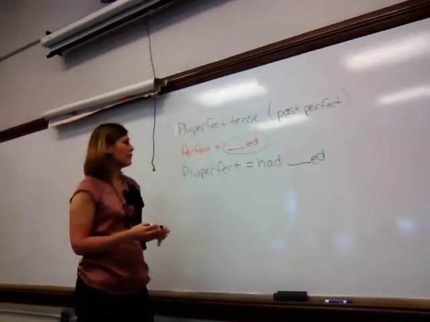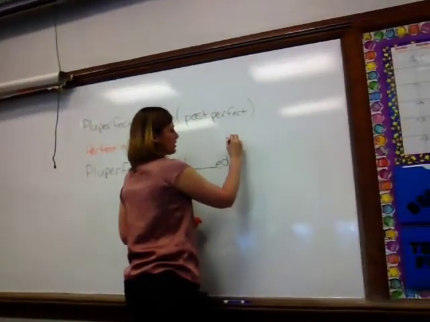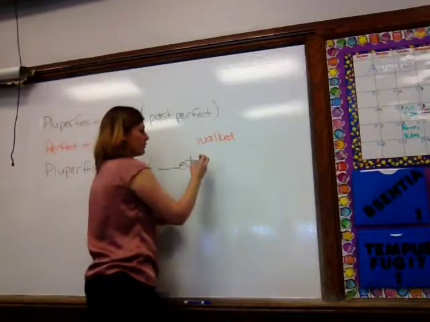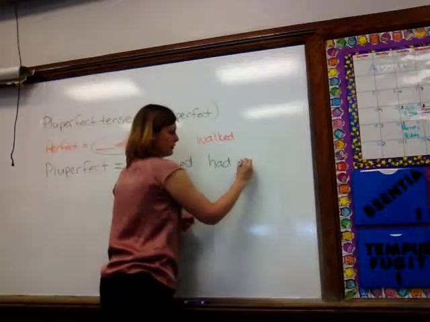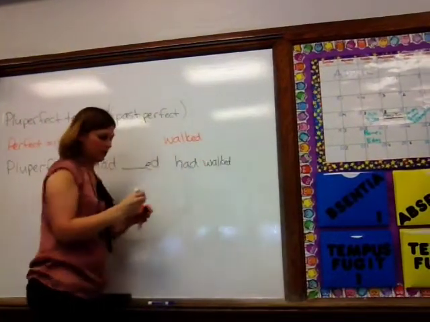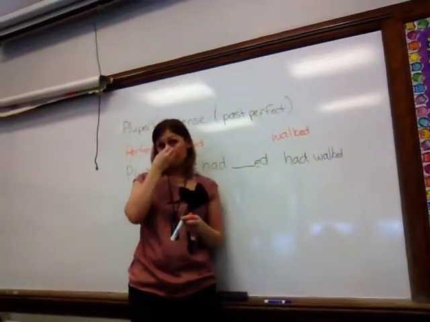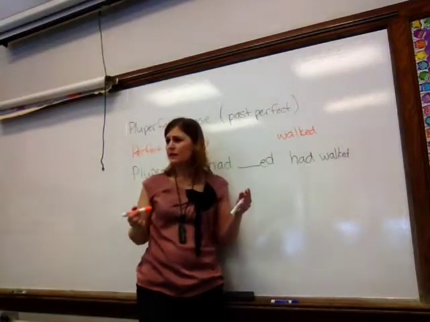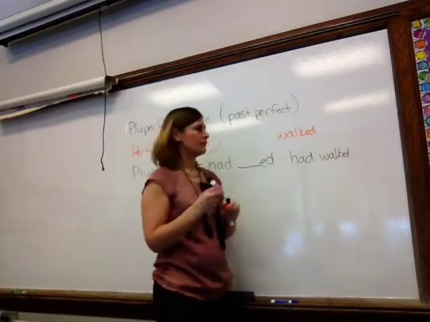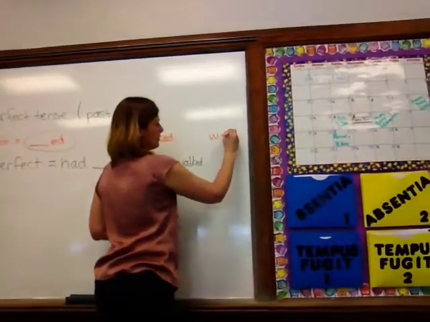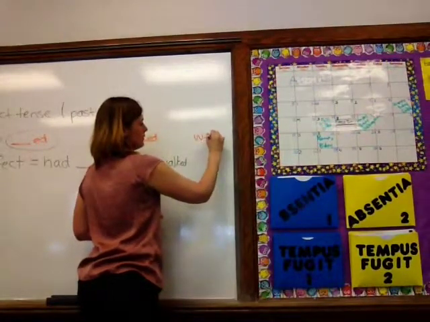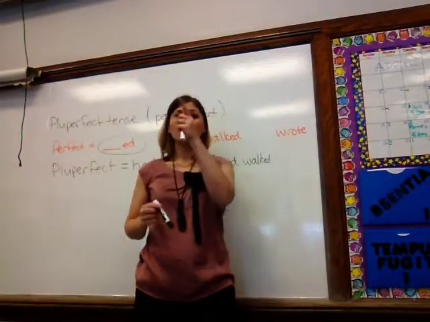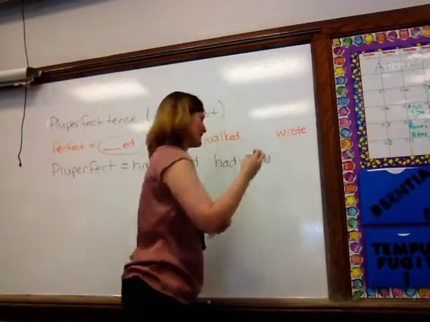So with a perfect tense verb like walked, the pluperfect version that we're going to talk about is had walked. This also works for what they call irregular perfects in English. What's a past tense that doesn't have ed at the end? Wrote. So she wrote a story. Now, English is getting funky here. What's the pluperfect version of this? She had written, exactly.